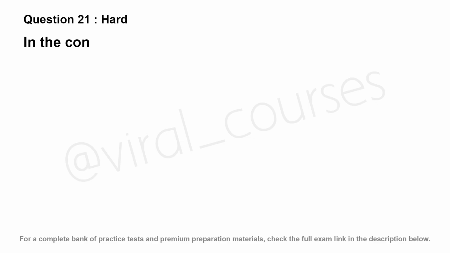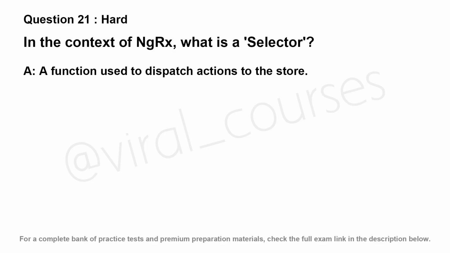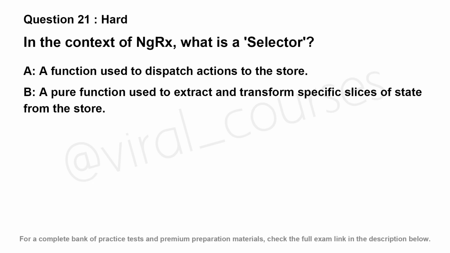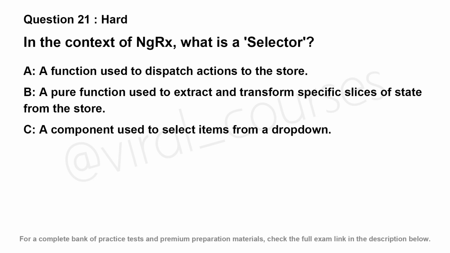In the context of NgRx, what is a selector? Option A. A function used to dispatch actions to the store. Option B. A pure function used to extract and transform specific slices of state from the store. Option C. A component used to select items from a drop-down. Option D. A configuration file for the router.